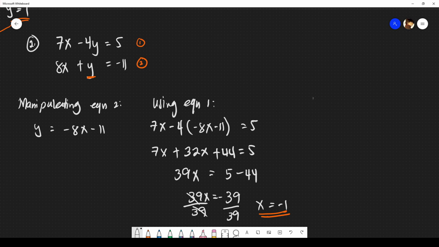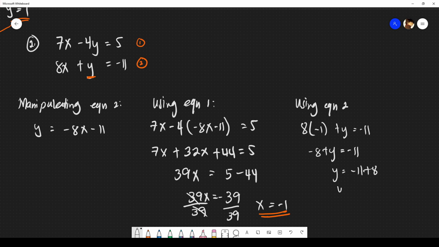Now, to get the value of y, we need to substitute the value of x into either equation 1 or equation 2. Again, it's just a matter of preference. In this case, let us use equation 2. So using equation 2, 8 times negative 1 plus y is equal to negative 11. Simplify: negative 8 plus y is equal to negative 11. And then you transpose negative 8 to the other side, so that will give you y is equal to negative 11 plus 8. Negative 11 plus 8 will give us negative 3. Again, your answer should be in coordinates. Therefore, our final answer would be negative 1, negative 3. Again, the first entry should be x.